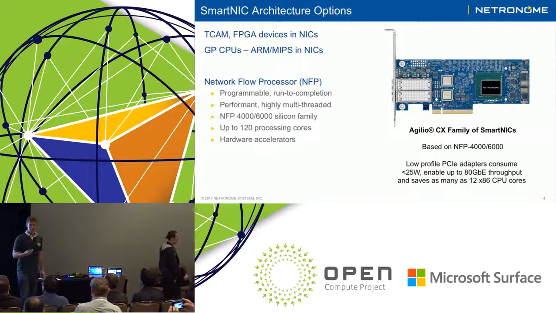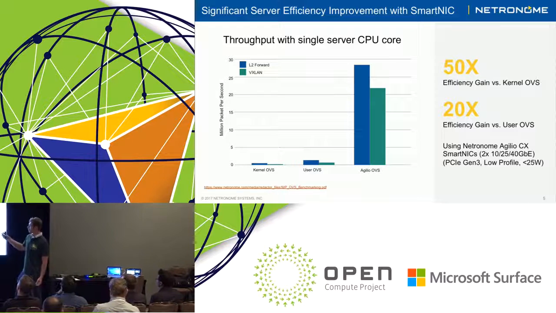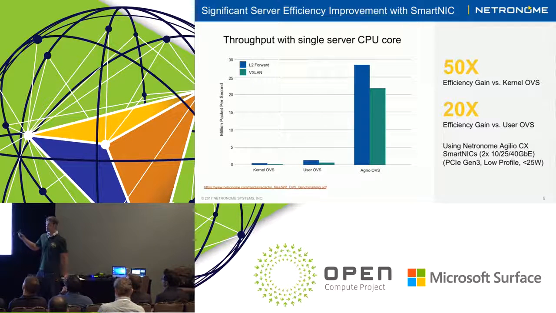You program them in C, and you're able to do very flexible types of network offloads. An example of an application we run through there is OVS. This is just to give you an example of the kinds of savings you're making. If you compare us to kernel or user OVS for a couple of use cases, you can see you get significant performance gains and significant efficiency gains. So you're saving power, you're saving CPU, and you're able to do more per server.